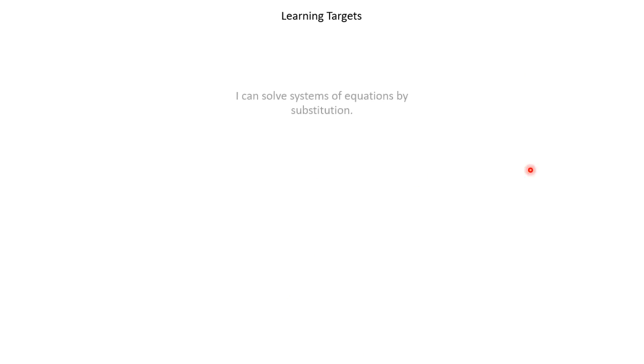Our learning targets for today. I can solve systems of equations by substitution. That's one of the methods. And I can solve systems of equations by elimination. That's the other method. Sometimes it's also known as the addition-subtraction method. So first, let's look at substitution.